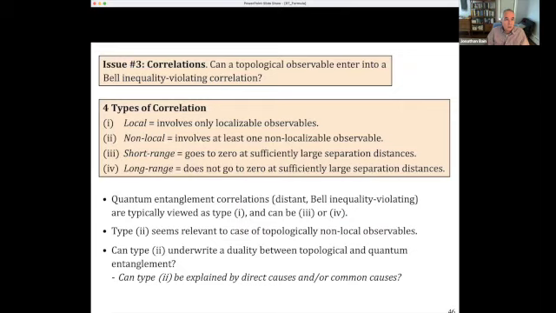And then the final concern with identifying appropriate topological observables that might be dual to quantum entanglement observables concerns the concept of correlations, right? In particular, can a topological observable enter into a Bell inequality correlation? And in this context, we might distinguish between four types of correlation. The first distinction, between one and two, is the distinction that was introduced on a previous slide, right? We might say a local correlation involves only localizable observables, whereas a non-local correlation involves at least one non-localizable, i.e. topologically non-local, observable.